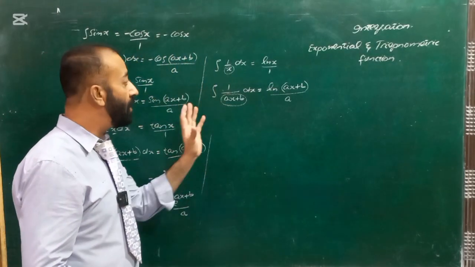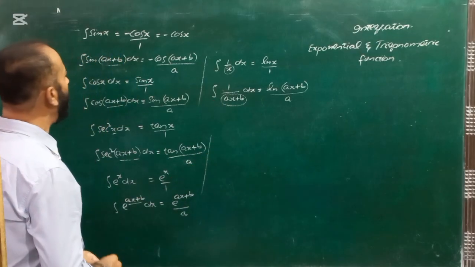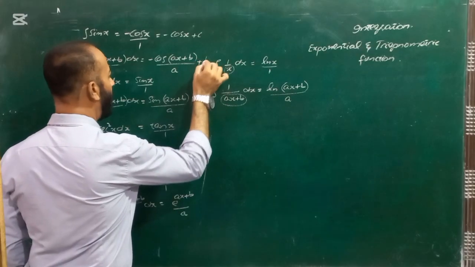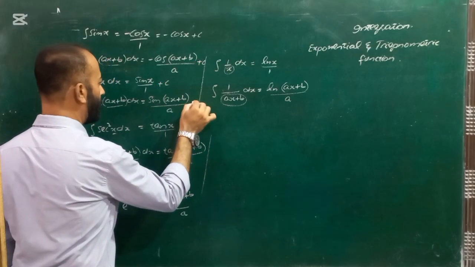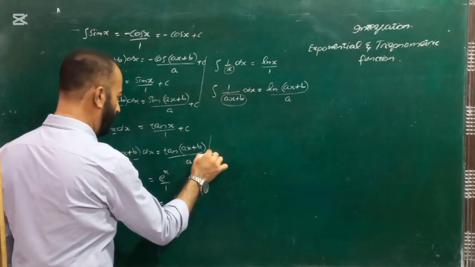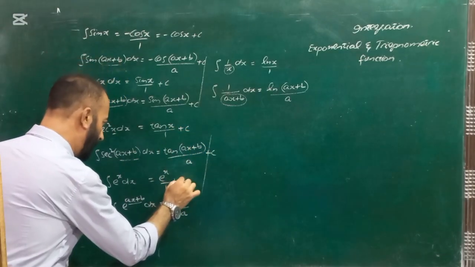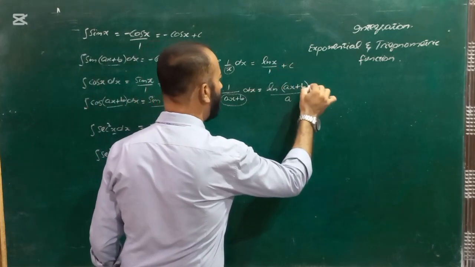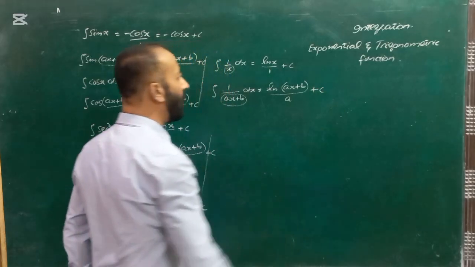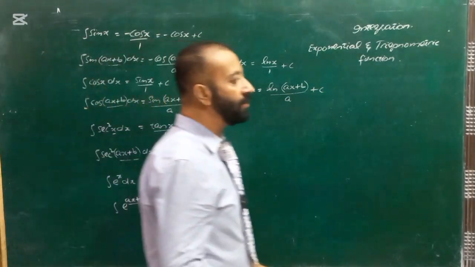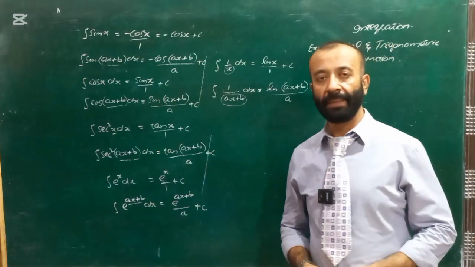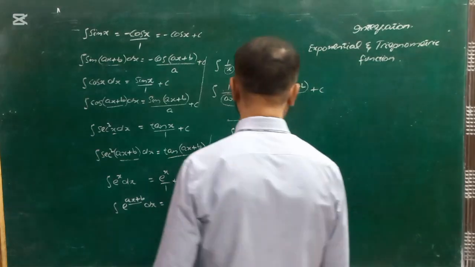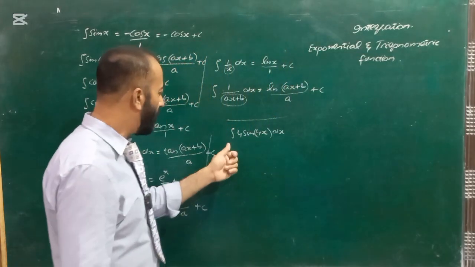And don't forget, whenever we integrate something, we have to add c, that is constant, with it. So add c with every answer. So this is the method to integrate these kinds of trigonometrical and exponential functions. So now we are going to solve some questions, but before we start solving some questions, you have to understand and learn these concepts.